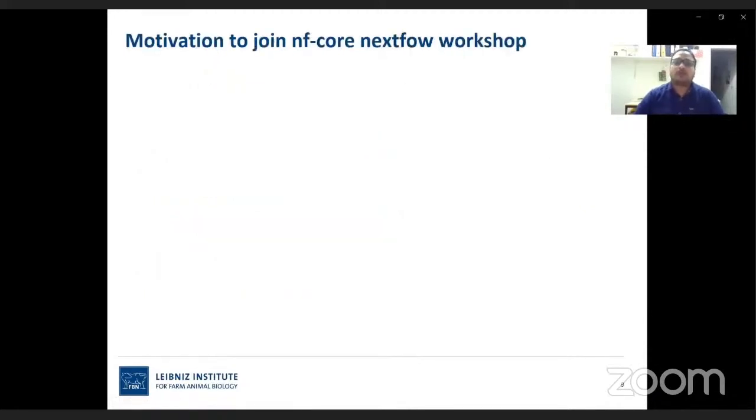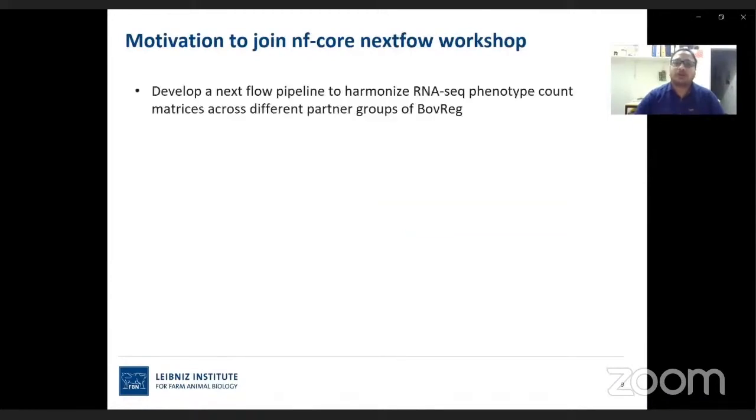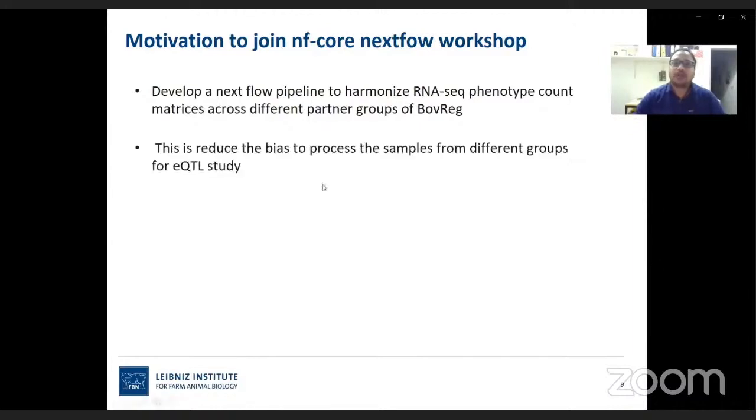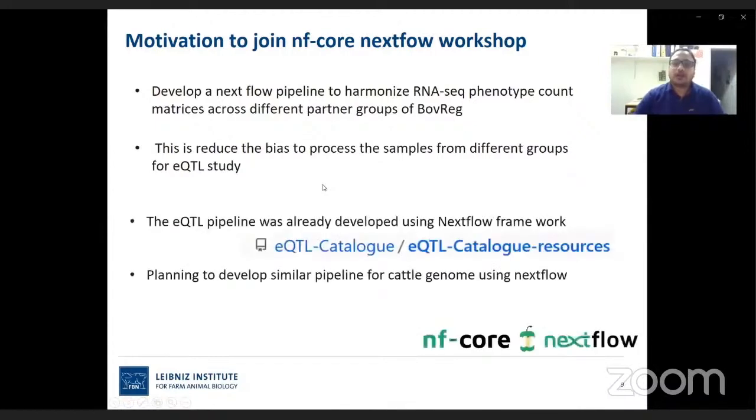My main motivation to join this workshop is to develop a Nextflow pipeline to harmonize RNA-seq phenotype count matrices across different partner groups from BovReg, as this reduces the bias in processing the samples from different groups for the eQTL study. As an eQTL pipeline was already developed using the Nextflow framework for the human species, called the eQTL Catalogue, I am planning to develop a similar pipeline for the cattle genome using Nextflow.